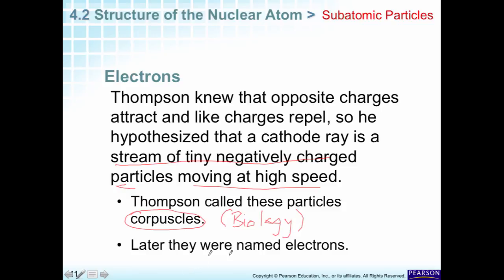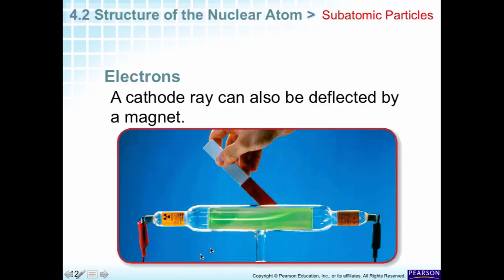It was later that we came up with the term electrons. All right, here's a real picture of the cathode ray in action. And as I said, there's a magnet. You don't really need to have two different plates. A magnet will work the same way.